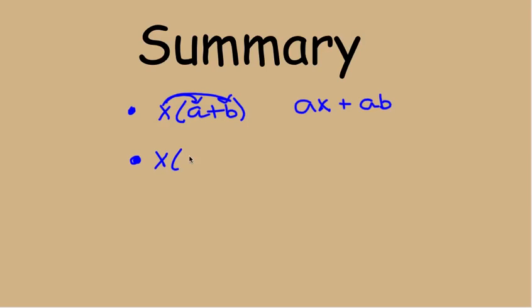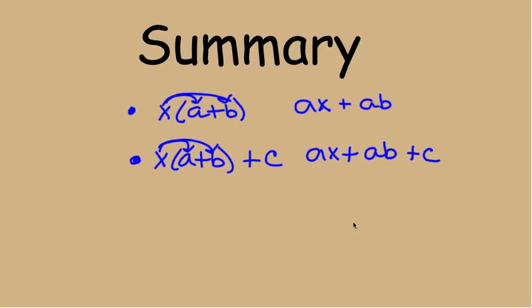So what do I need to know when I'm distributing? I know that if I have x times a plus b, I need to give the x to the a and the x to the b and multiply them. So a times x and a times b, and then add those two quantities. If I had x times a quantity and then an additional number on the outside, I do not distribute it to that c. I distribute it just to the a and the b. So I would again have ax plus ab, and the c would just be added on to the end.